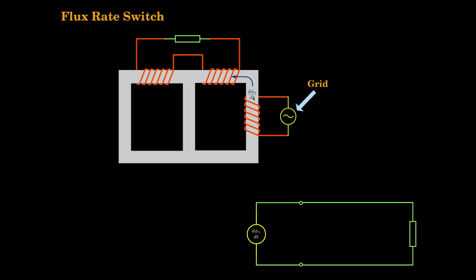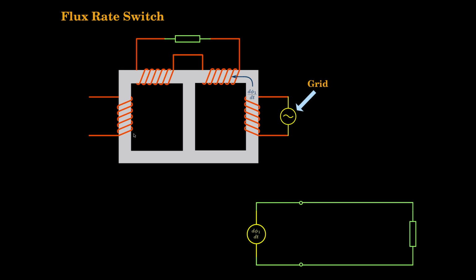So d phi 1 by dt, which is the flow, flows through this magnetic circuit, through this coil. It divides part in this fashion and part in this fashion. So accordingly there will be an induced EMF here and an induced EMF here, and together in the electrical domain they will add and impose on the load.